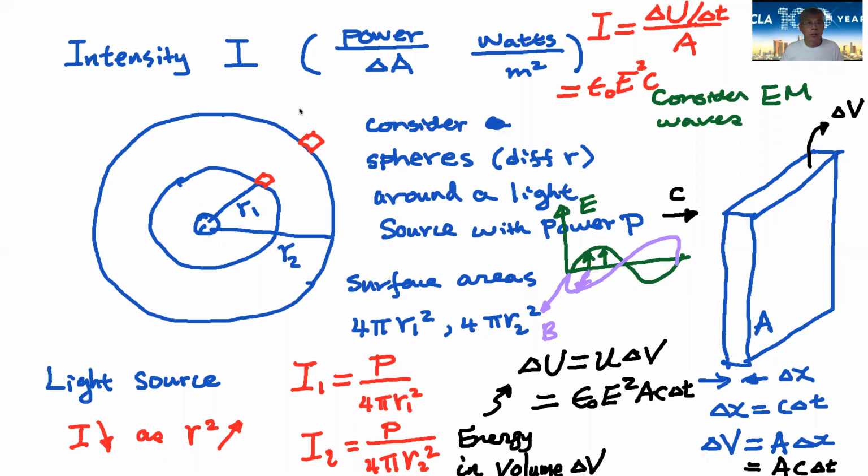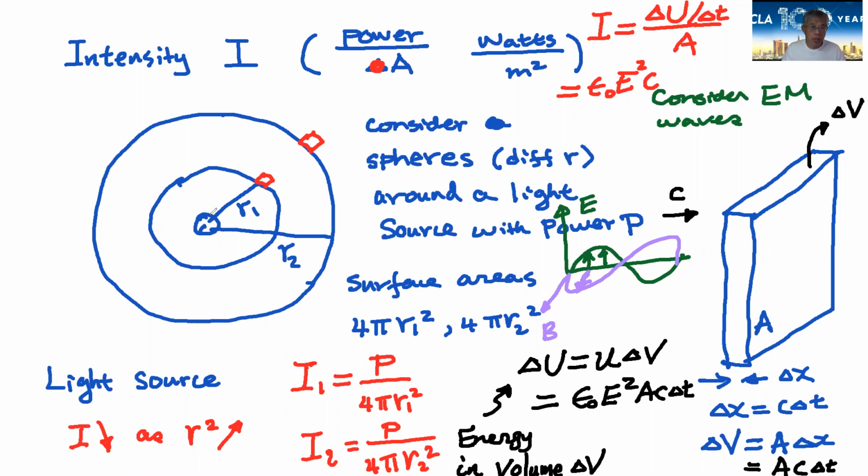Hello, we're going to talk about intensity. The symbol is I, and it's defined as power divided by the area. So area, we're just going to say it's A. So we don't need the delta here. So the unit is watts per meter squared.